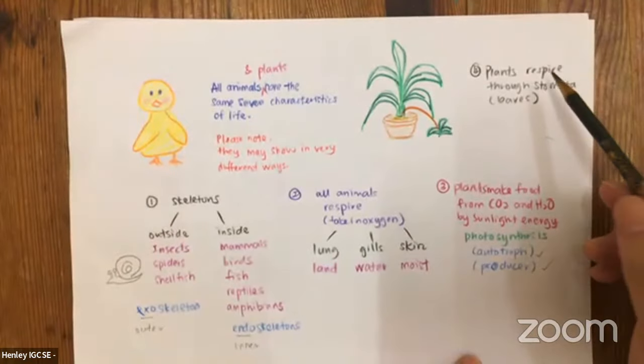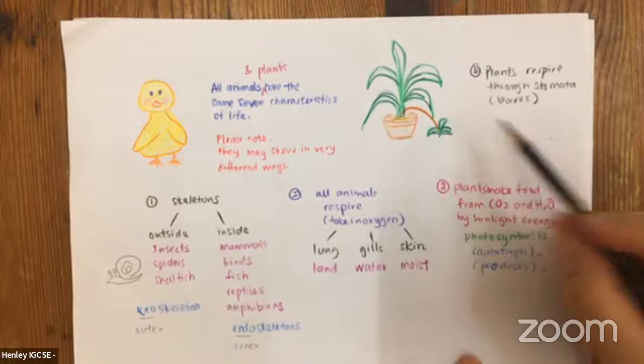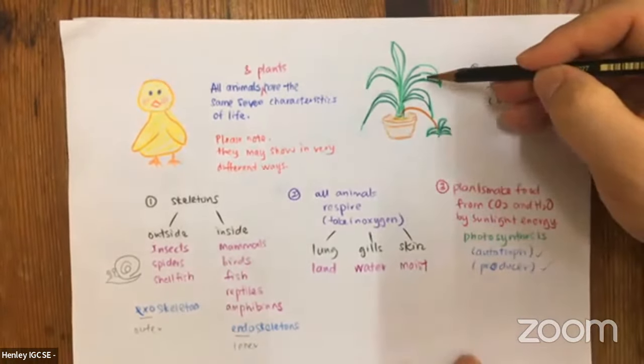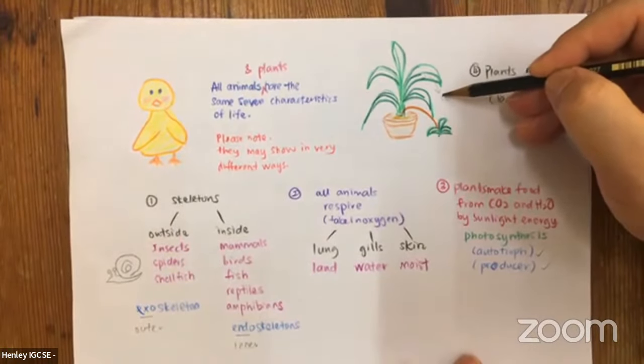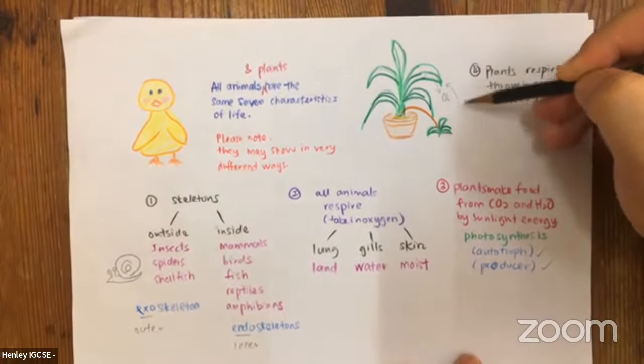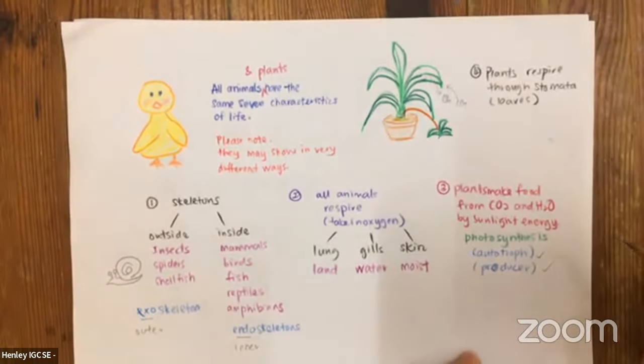And one different thing is plants respire through stomata, which are on the leaf. Under the leaf, there will be some stomata, and then carbon dioxide will come out, and oxygen will come out, and carbon dioxide will be taken in. Okay, this is oxygen.